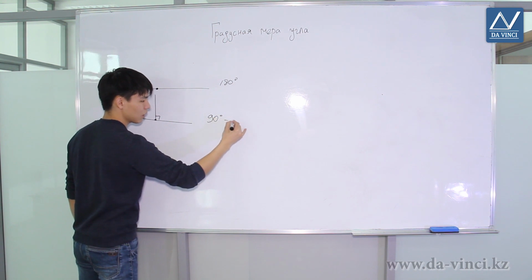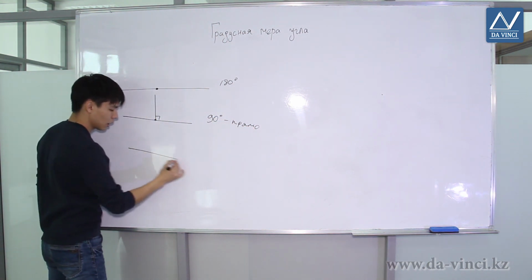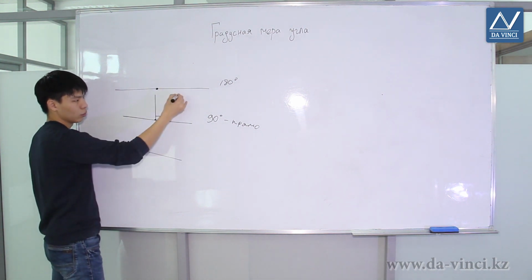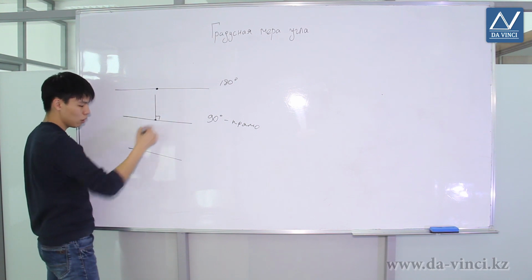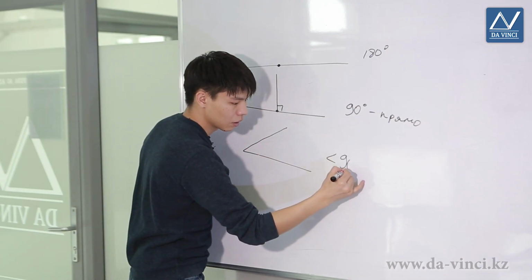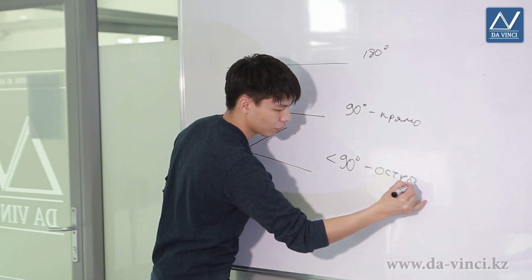An angle of 90 degrees is referred to as a right angle. If suddenly we have an angle that is smaller than 90 degrees, let's say I will draw another ray here, I will have an angle smaller than 90 degrees. This particular angle is known as an acute angle.